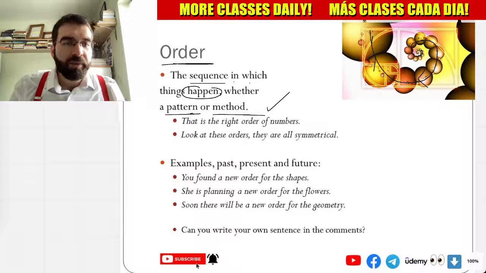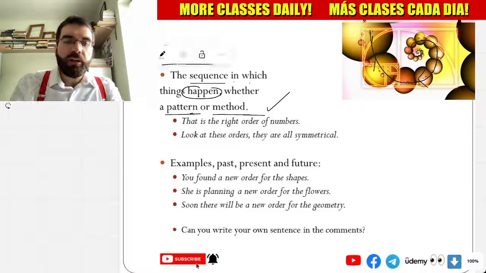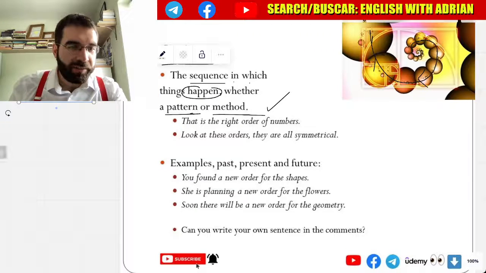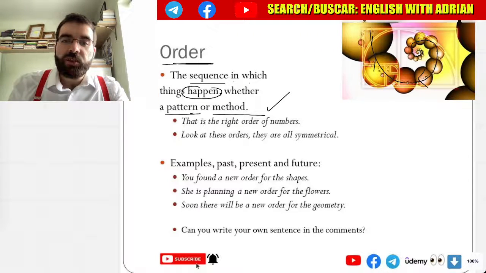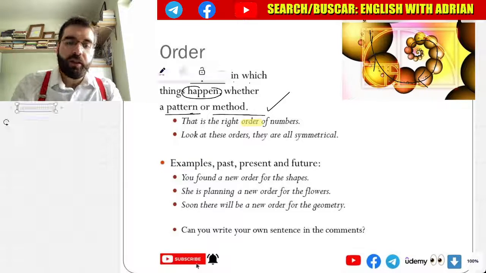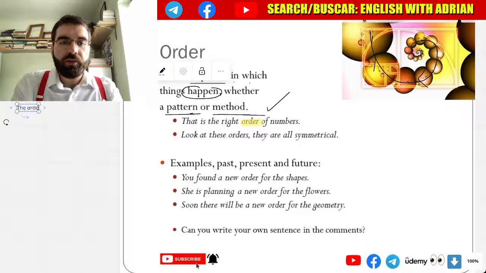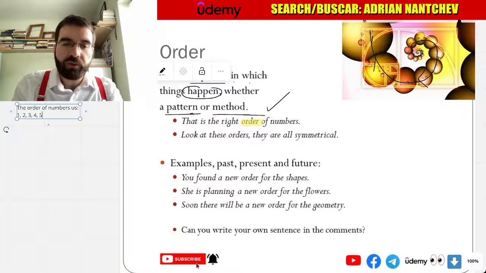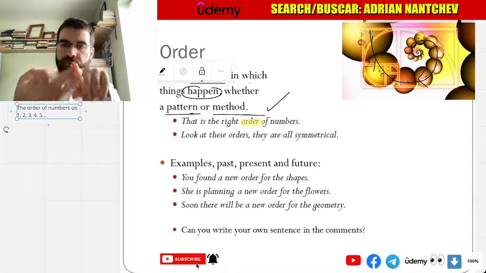It goes in a certain way. How the things go in a certain way. Yes. How cool is that? So that is the right order of numbers. The order of numbers is 1, 2, 3, 4, 5. The order.